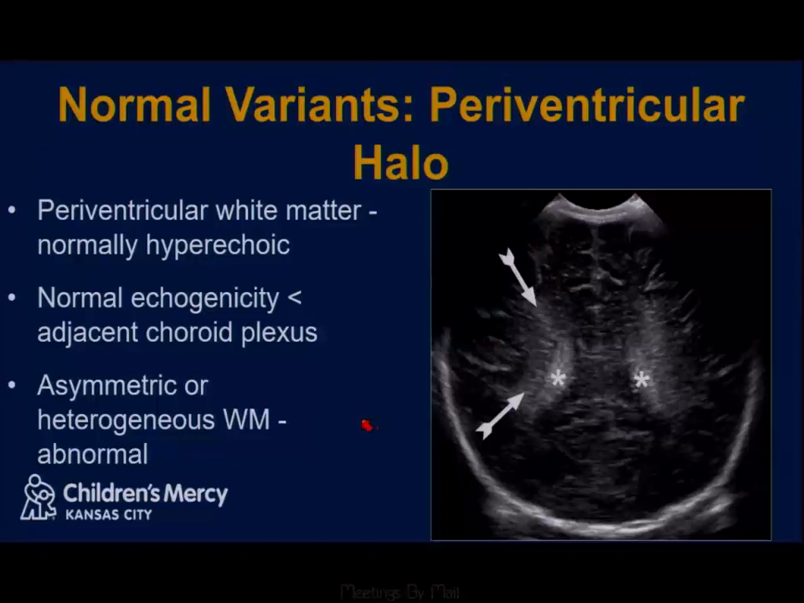And again, here's more of that normal variant, kind of this periventricular halo. So when you see this periventricular halo, again, your white matter is supposed to be bright relative to your gray matter. And this central white matter tends to be brighter than the peripheral white matter. And again, it's normal echogenicity compared to the adjacent choroid plexus. So that, again, your choroid plexus should be your most hyperechoic structure that you see in the brain. And this white matter is less echogenic than this choroid plexus. Look for asymmetry here, or look for this white matter starting to be even more echogenic than your choroid plexus.